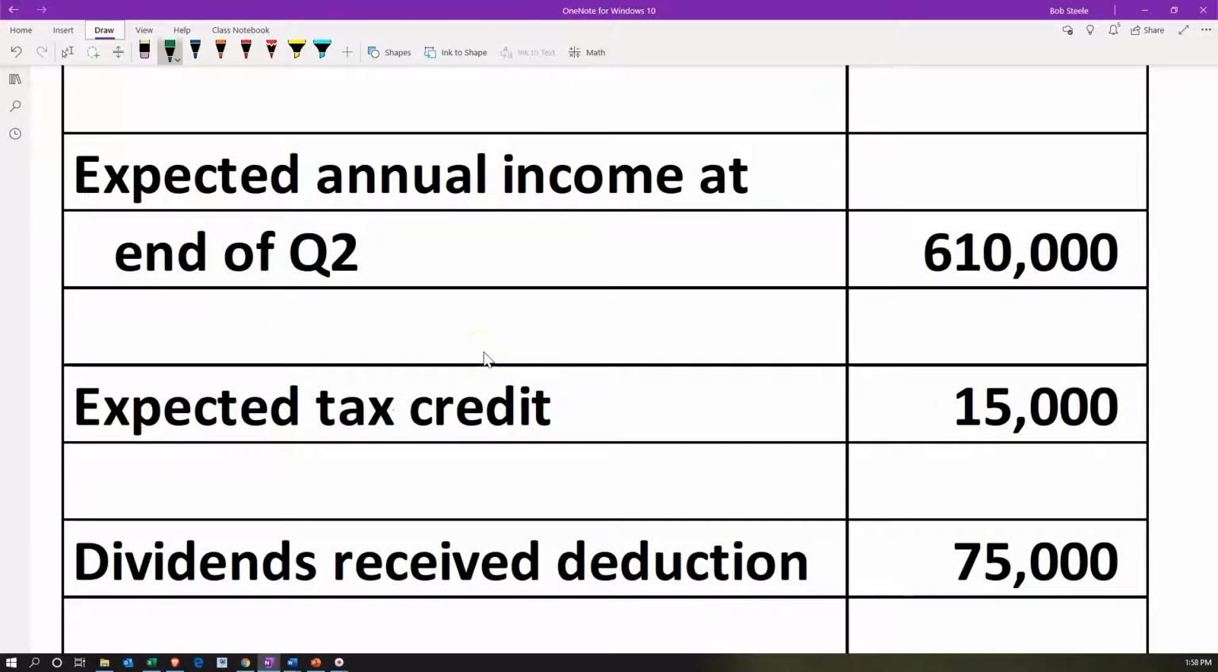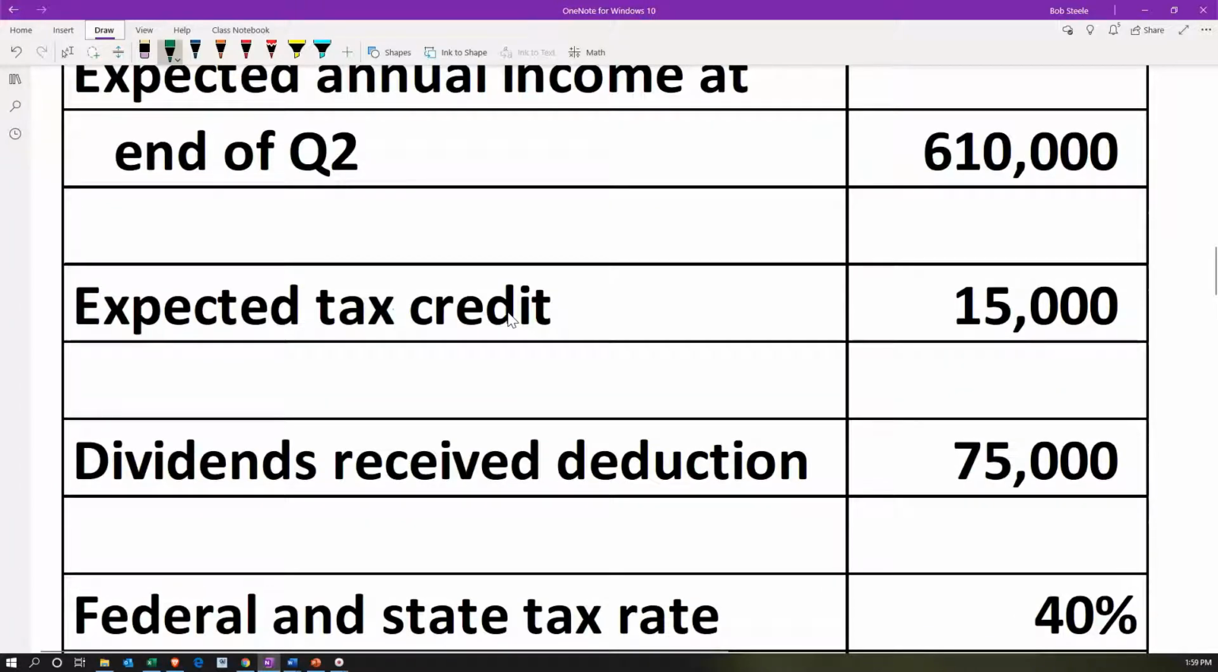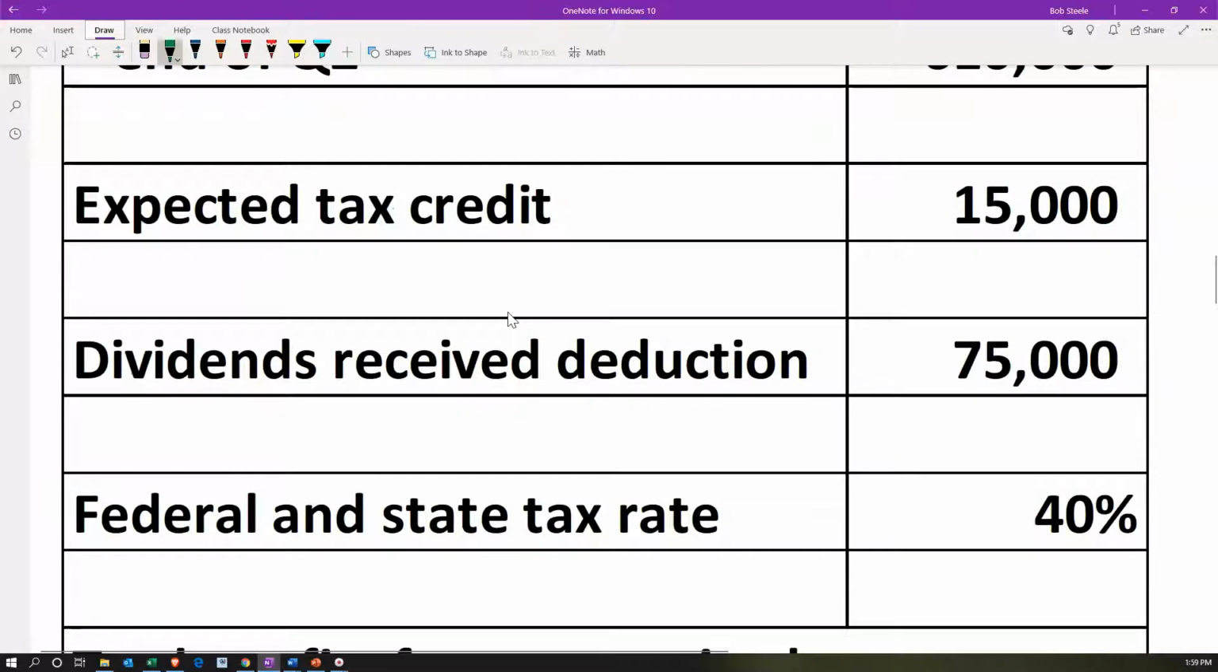We have expected annual income at the end of Q2. So this is what we expect the annual net income on the year to be as of now, which is currently the end of the second quarter. This is what we expect the annual income to be as of the point in time that we're estimating the second quarter. Expected tax credit, $15,000.